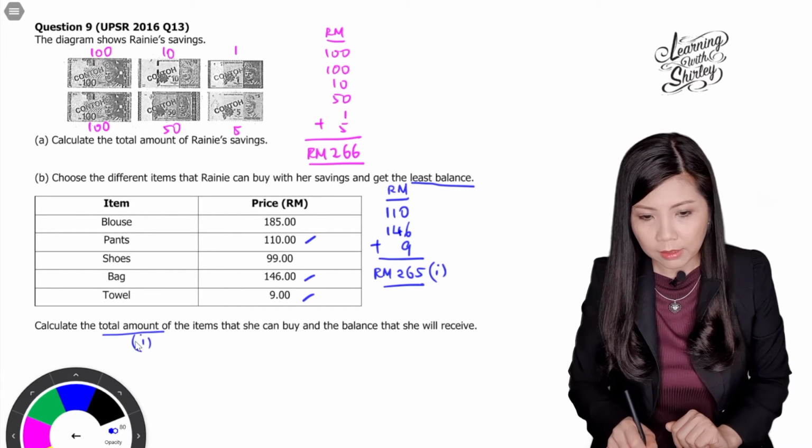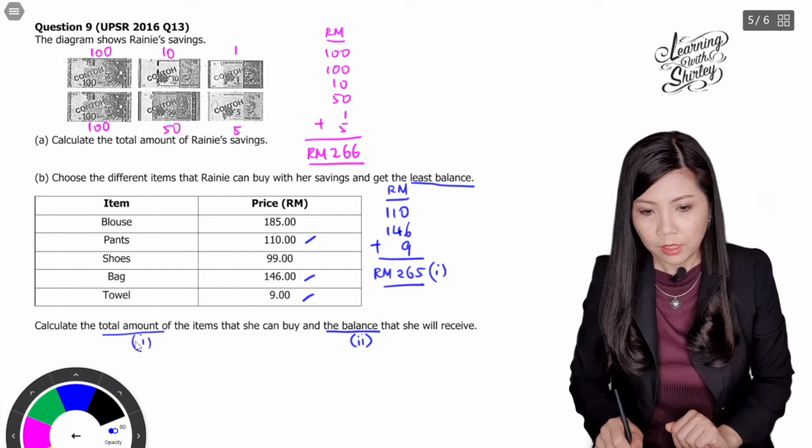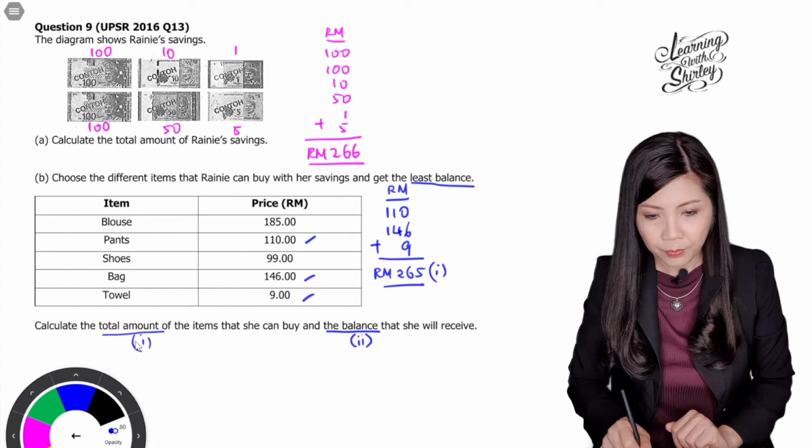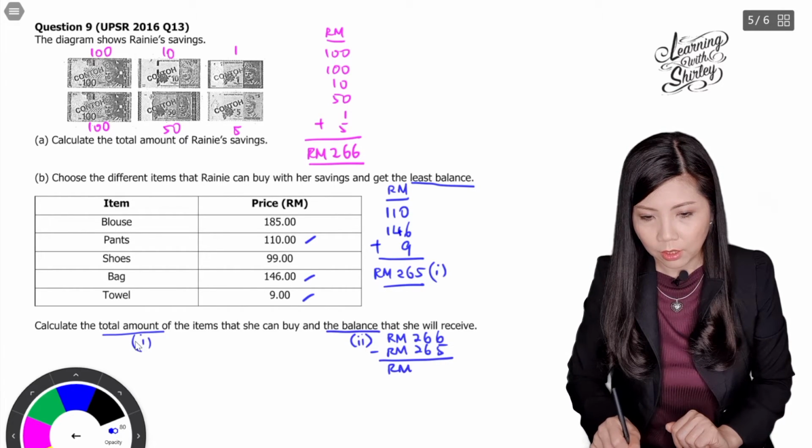There are 2 questions here actually. The balance that she will receive is the second one. So I'm going to calculate it here. The money that she has is 266, minus 265. So the balance is 1 ringgit. And this is the least balance.